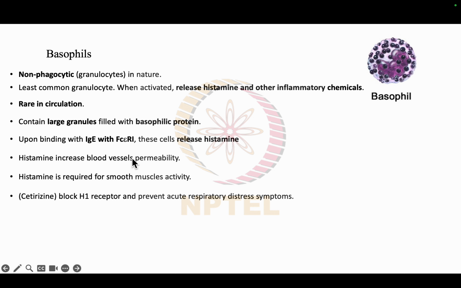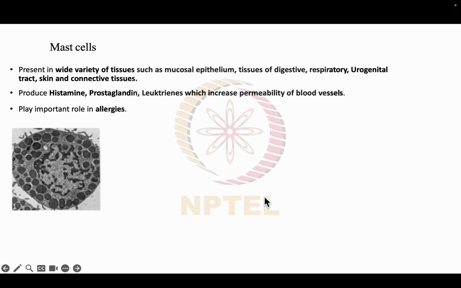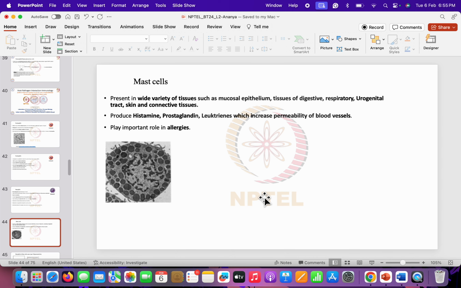Histamine increases blood vessel permeability. Histamine is also required for smooth muscle activity. Cetirizine blocks the H1 receptor and prevents acute respiratory distress syndromes.